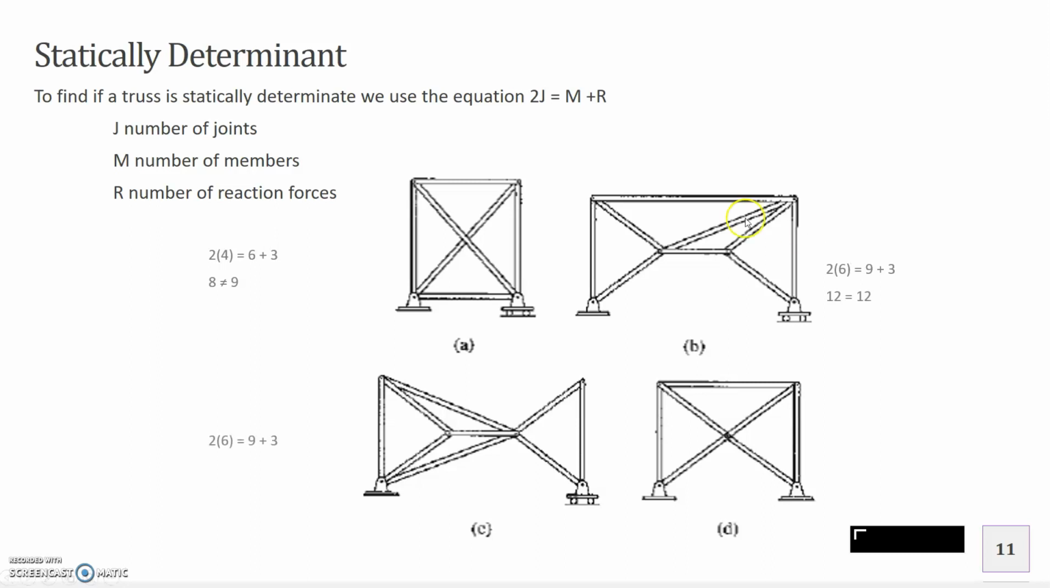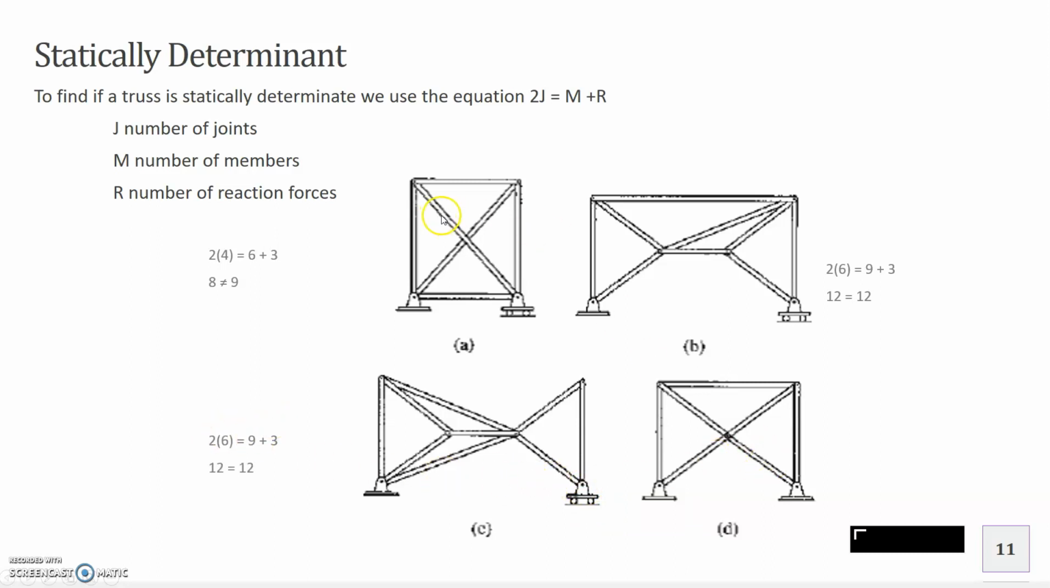We can look at this one again, and we can see this one. 2 times its joints, 1, 2, 3, 4, 5, 6. Its number of members, 1, 2, 3, 4, 5, 6, 7, 8, 9. Again, it's the same setup in the pins. One up, 1 horizontal, 1 up, so that's 3. And this one again comes out as 12.